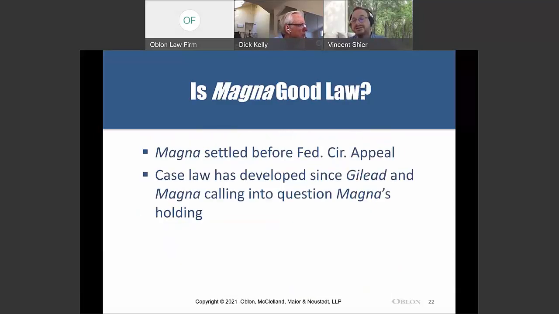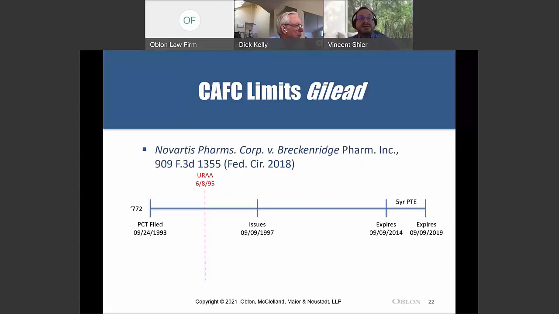But is Magna good law? First of all, it's important to note Magna settled before the case went to the Federal Circuit, so we don't have the Federal Circuit's opinion on the matter. And in fact, subsequent to Magna, there are other cases that developed that call into question whether Magna got things right. And the first one is the Novartis v.